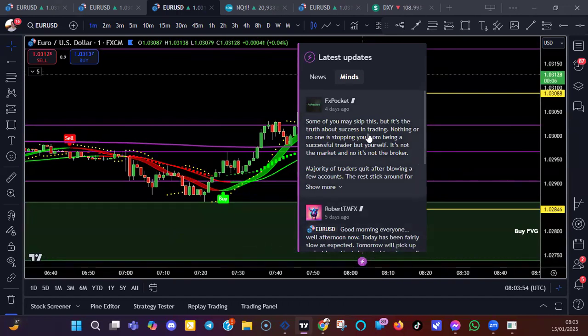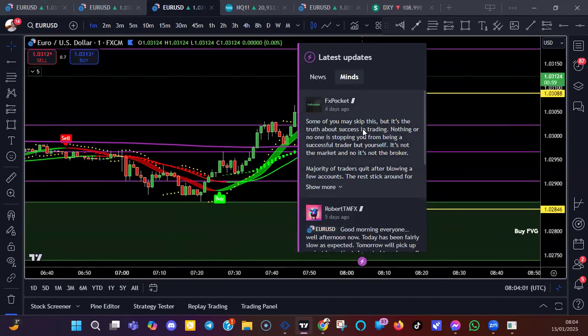Going to read this together. This is in the little purple bit. Some of you may skip this, but it's the truth about success in trading. Nothing or no one is stopping you from being a successful trader but yourself. It's not the market, and no, it's not the broker.